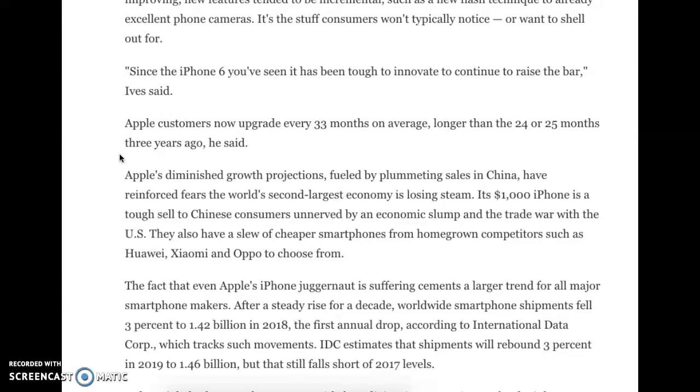Its $1,000 iPhone is a tough sell to Chinese consumers unnerved by an economic slump and the trade war with the US. They also have a slew of cheaper smartphones from homegrown competitors, and those are a couple of companies there that they can choose from as well that aren't Samsung or Apple. So the competition's higher, and we know that when you have higher competition, that tends to drive the prices down. There are more companies to compete with, and these companies want your business.